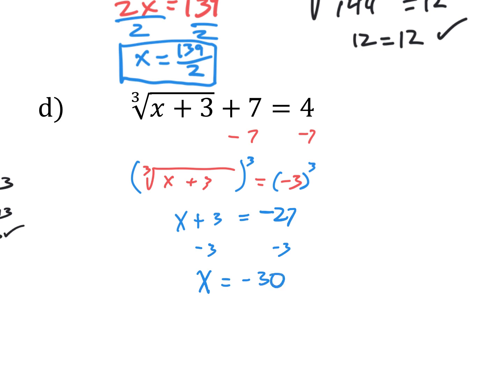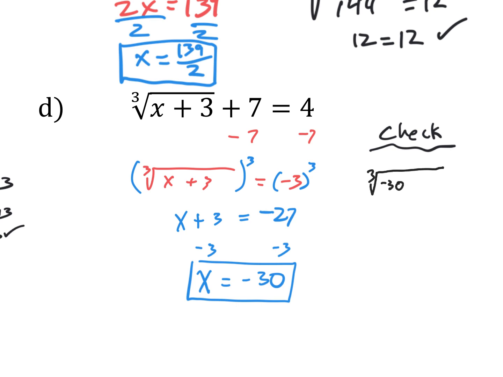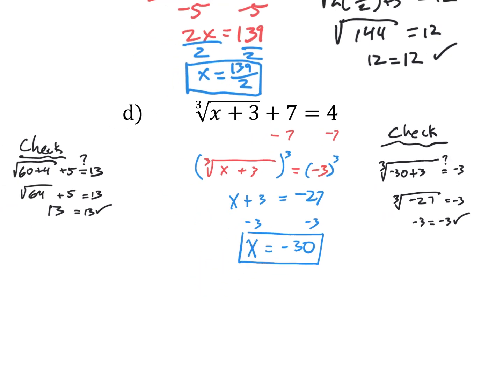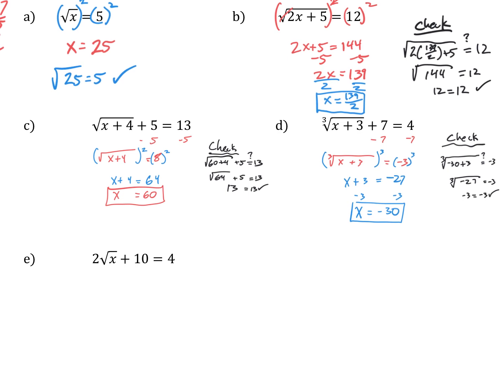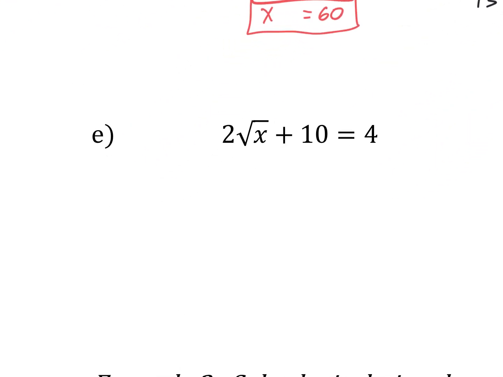So we end up with negative 30. Looks like we got an answer. Let's check it out. Is the cube root of negative 30 plus 3 equal to negative 3? That's the cube root of negative 27. And yes, indeed, we have negative 3 equals negative 3. So that checks out. Yep, we got it. So with cube roots and square roots, isolate the radical, and square or cube or whatever the index is, use that power for both sides. Raise both sides to that same power.